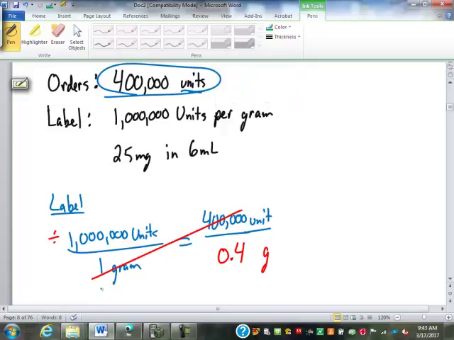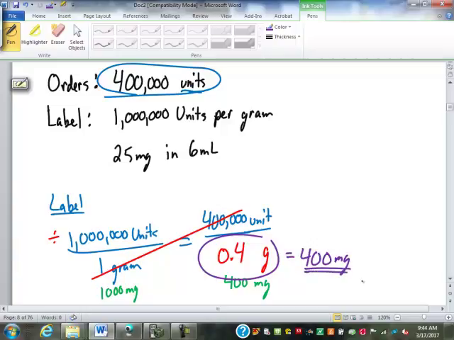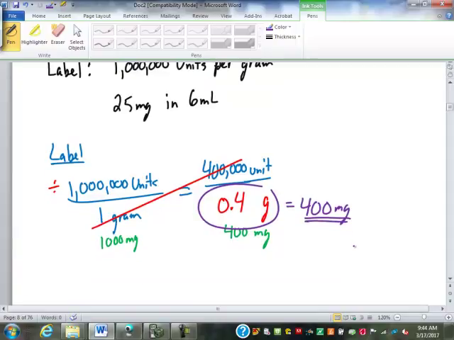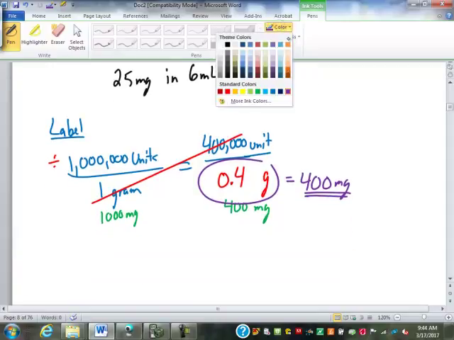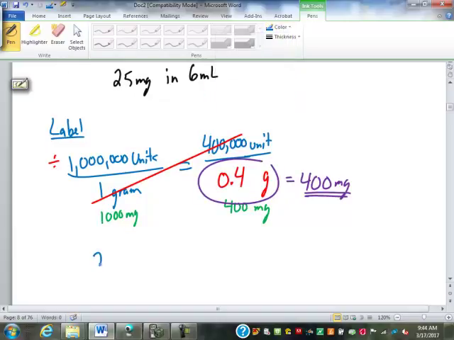Now just like before, I could have had this as 1,000 milligrams instead of 1 gram. That would have made this come out to 400 milligrams. So I could have changed that before. Or I could get the 0.4 grams and do the conversion to turn the 0.4 grams into the 400 milligrams. But now from that 400 milligrams, I still have to go another step to get it into milliliters. So the label is telling me there are 25 milligrams in 6 milliliters.